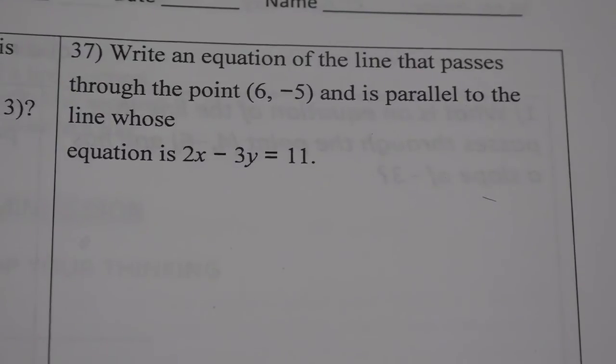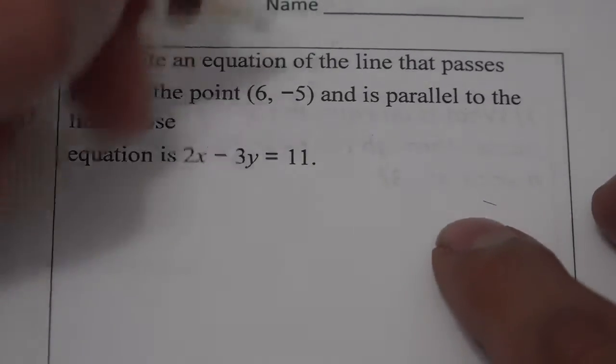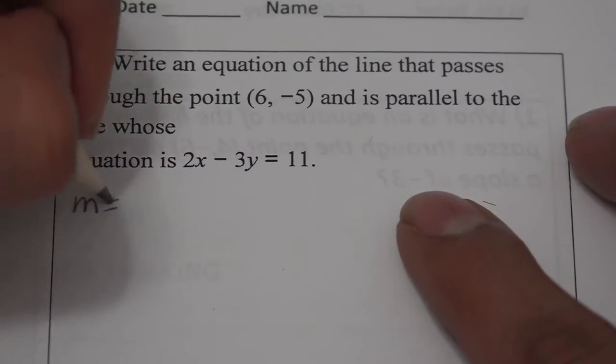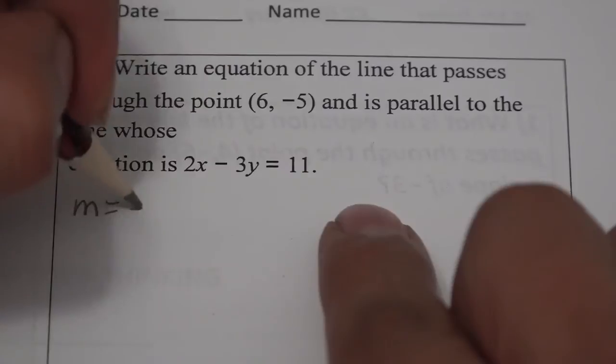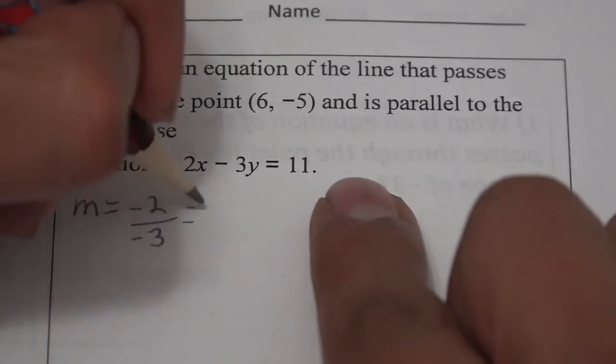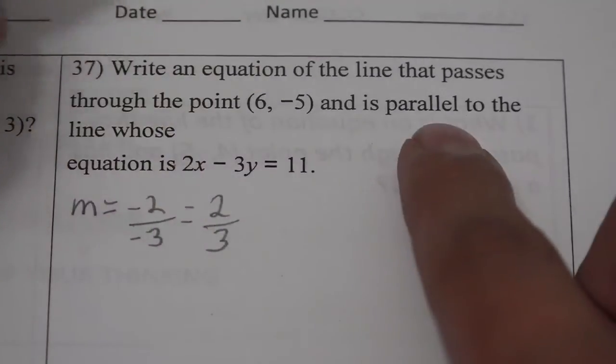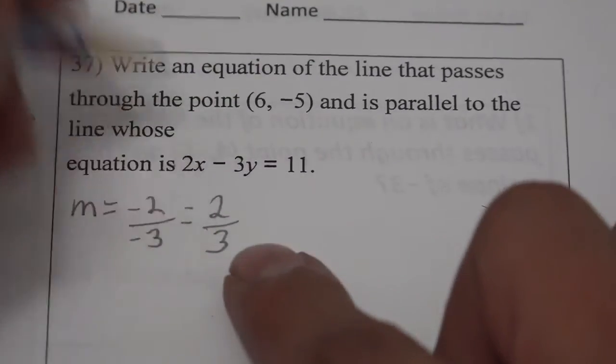Alright, write an equation of the line that passes through the point 6, -5 and is parallel to the line. Okay. So I need to identify the slope. Well, the slope here is negative 2 over negative 3, okay, because you gotta put this in here, which is the same thing as 2 over 3. What do you want? Parallel? Okay, so I'm gonna be using the same slope.